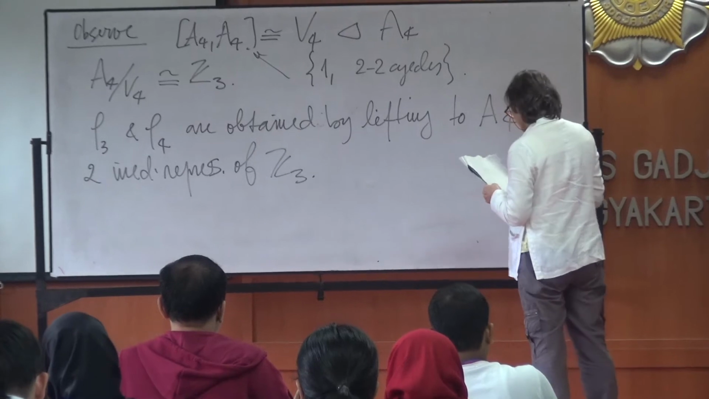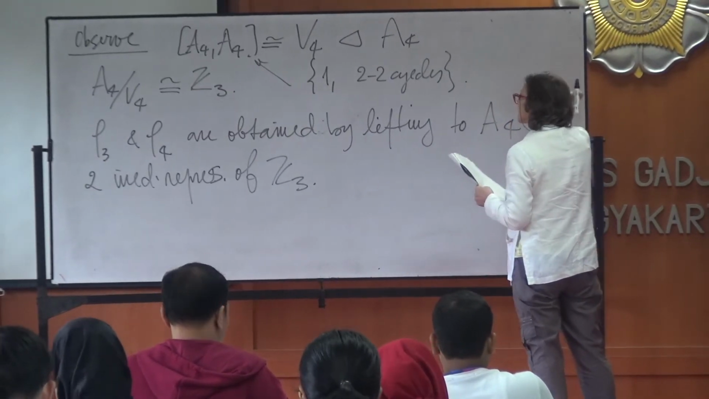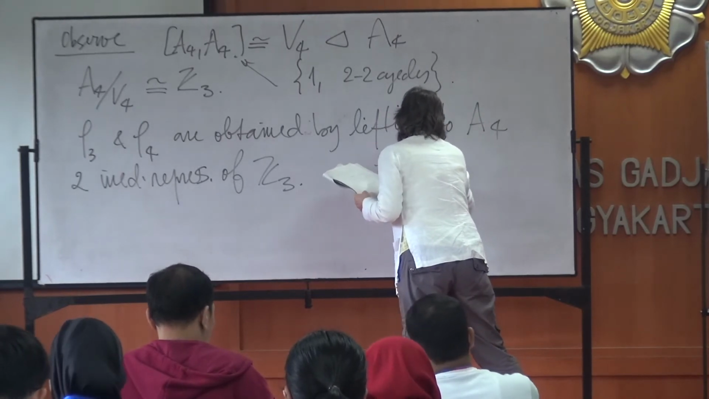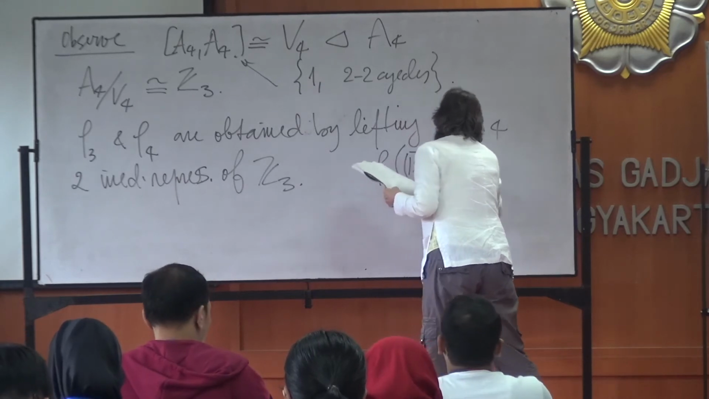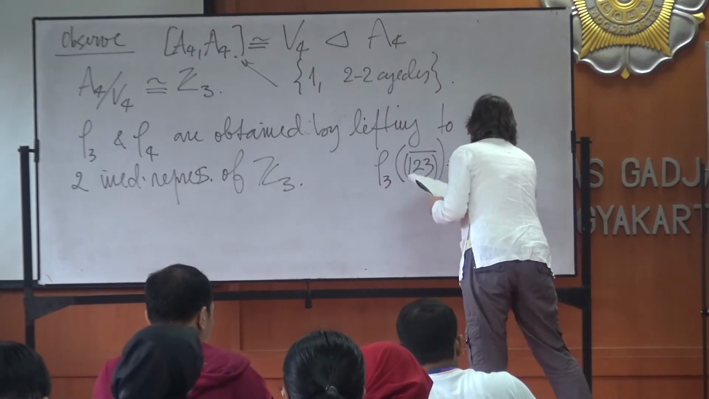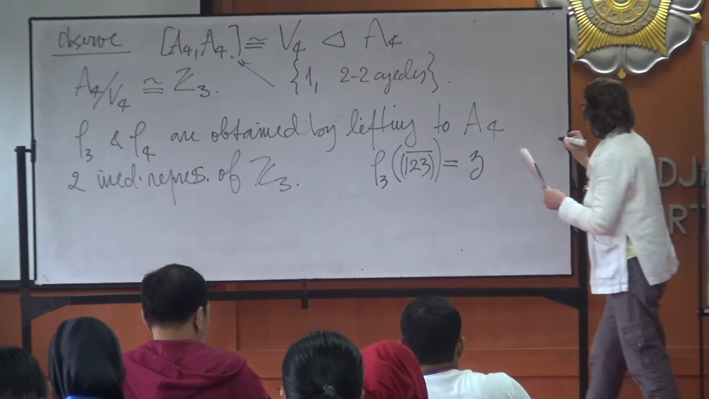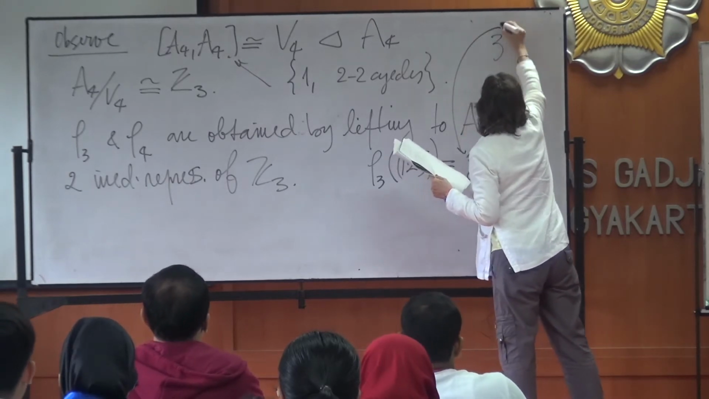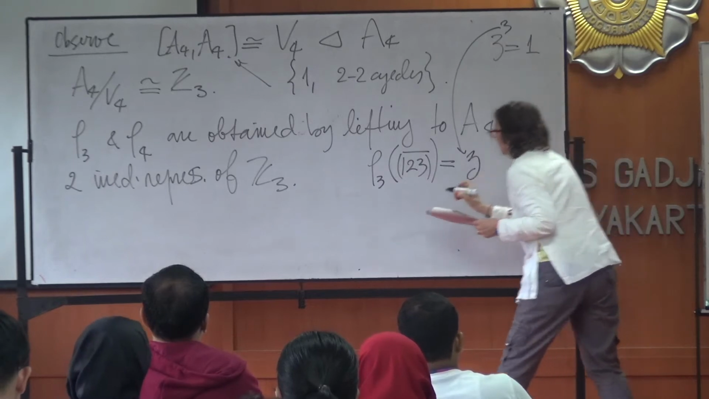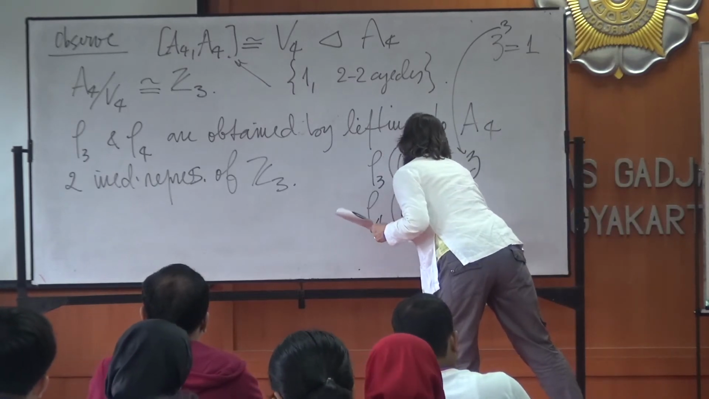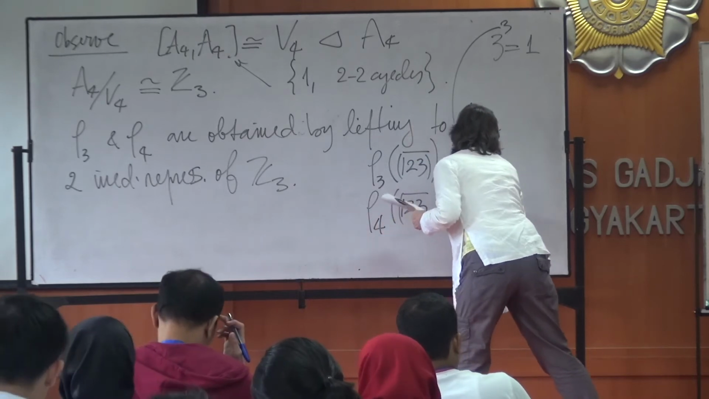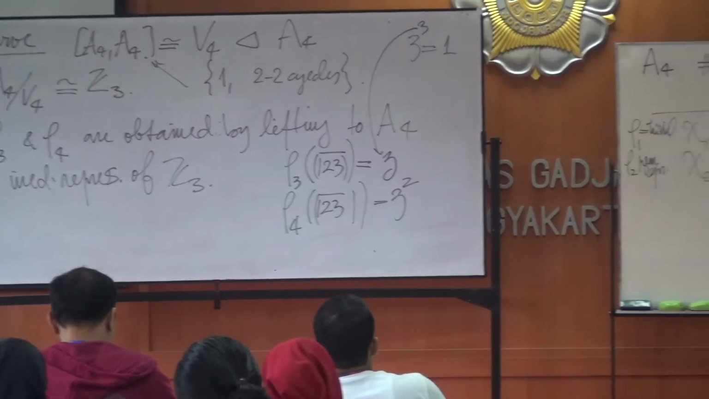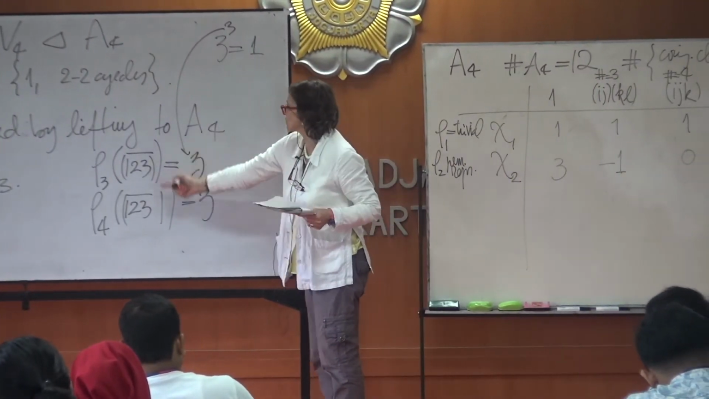Okay, so I define the representation rho 3 on the class of (1 2 3). We let it be multiplication by z, where z is a primitive cubic root of 1. And rho 4 on (1 2 3) will be multiplication by z squared. Okay, I gave the representations on the generator of this quotient.